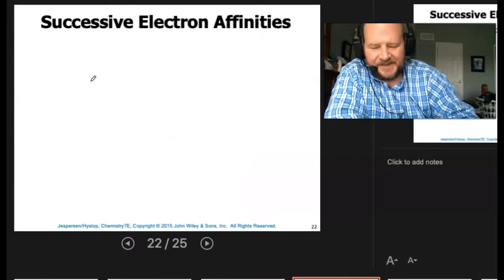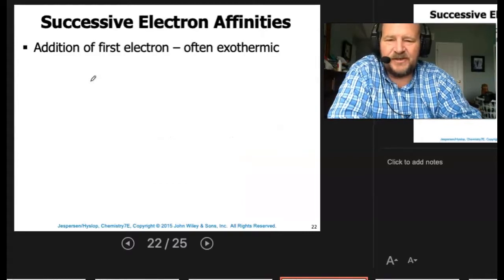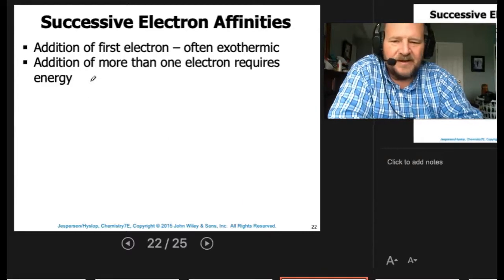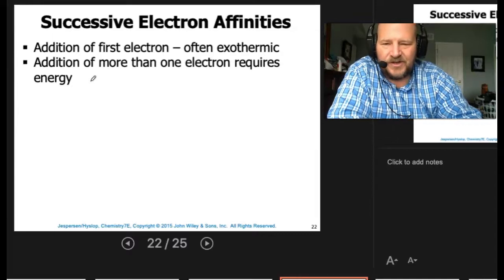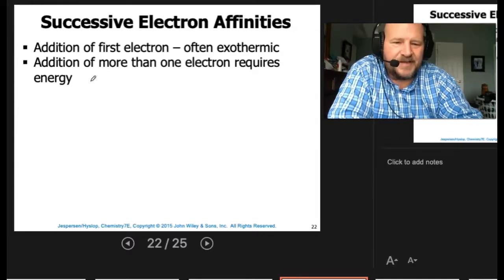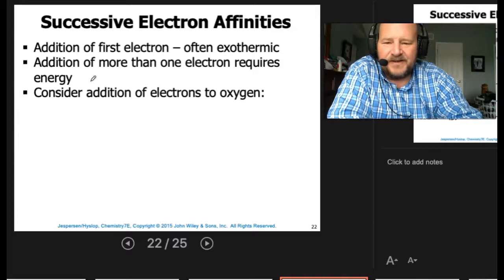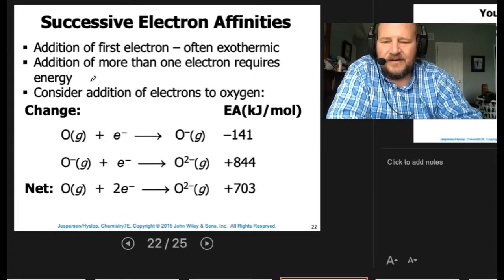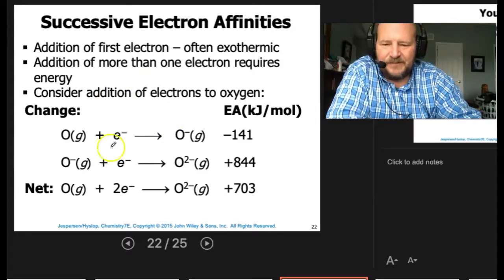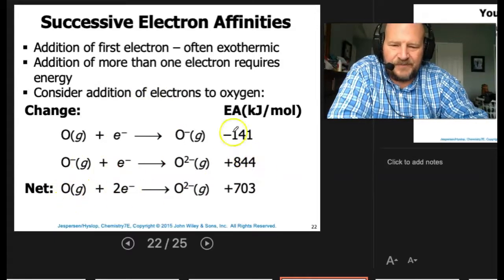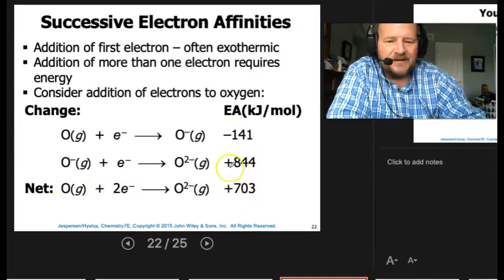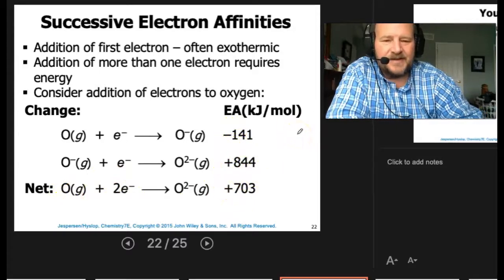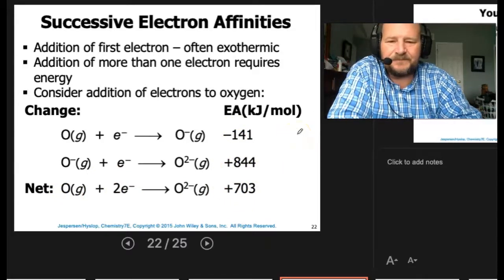For successive electron affinities, the addition of the first electron is often exothermic. Addition of more than one electron usually requires energy, so we'll go back to being positive. Consider the addition of electrons to oxygen. The first one, we get a negative value. The second one is actually a positive value. So the overall would be simply summing these up, and we saw that when we looked at Hess's law and delta H's of reaction.